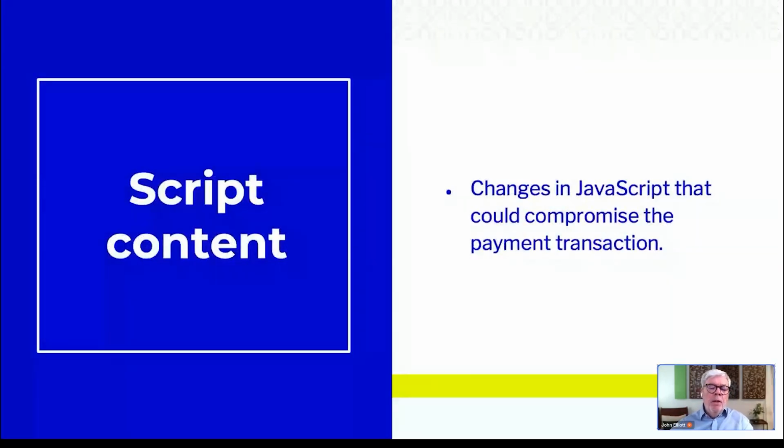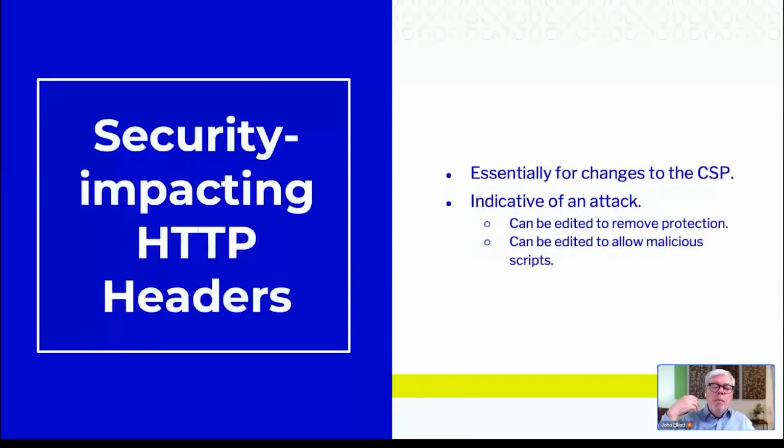So first of all, you want to check for changes in JavaScript that could compromise the payment transaction. So any JavaScript that's already been authorized, has it changed? Has it become malicious? And it needs to be reauthorized. Secondly, there's a number of security HTTP headers, most importantly CSP. And the idea is that you need to monitor changes to CSP, because if I am an attacker and you are using CSP and I want to get my JavaScript loaded from a different third party, I need to be able to edit the CSP. It can also remove protection as well. So you need to monitor the fact your CSP hasn't had an unauthorized change.